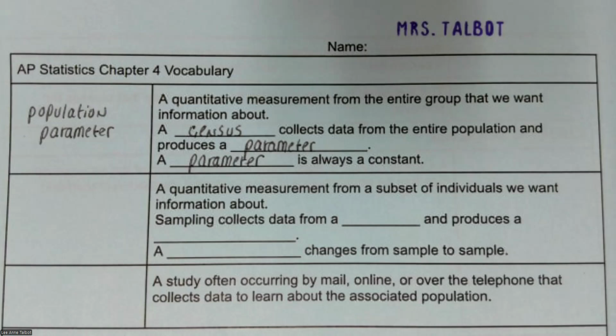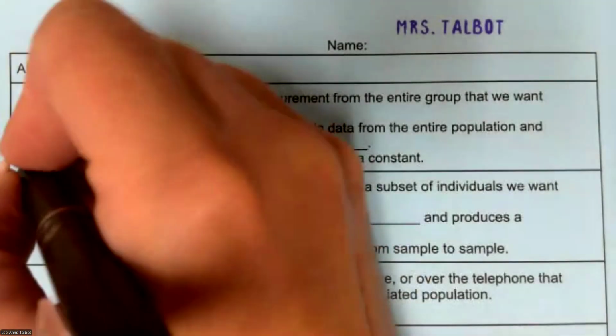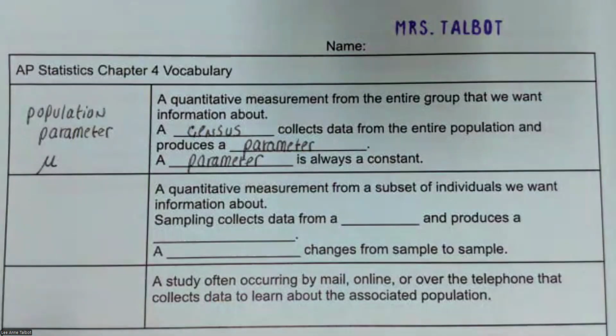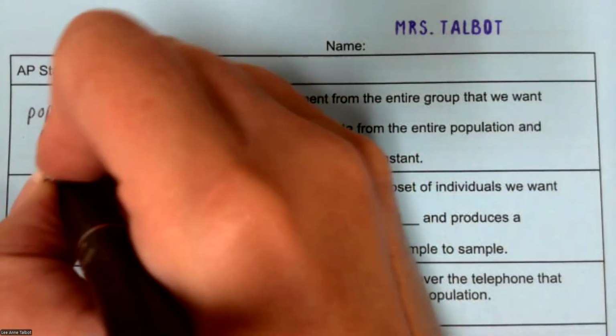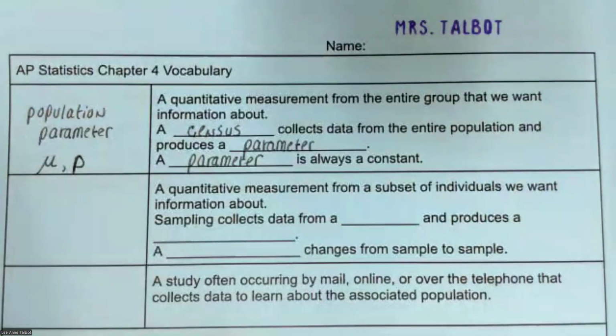There are two very common population parameters that we use in stats. One of them is the mean, very specifically, the mean mu. And the other one is P, which is a population proportion, like the proportion of people that were in Math 3 in my survey.